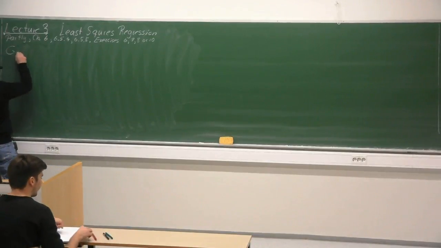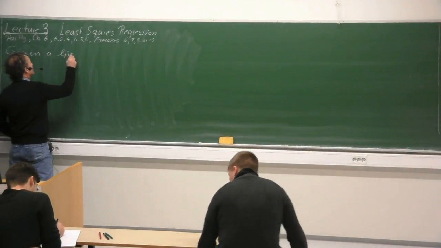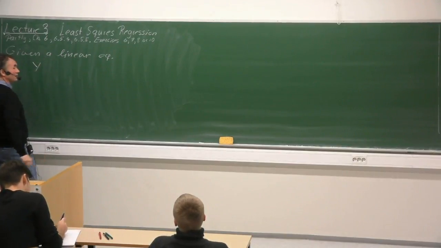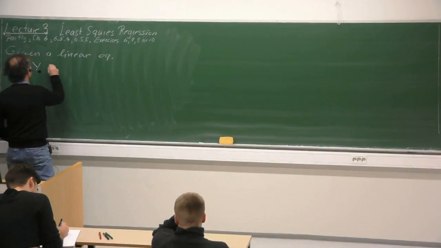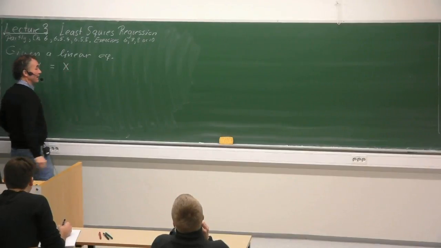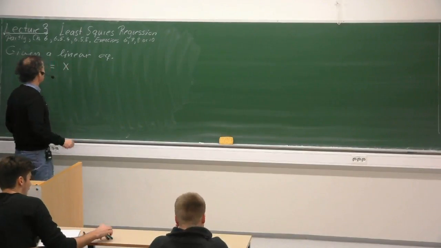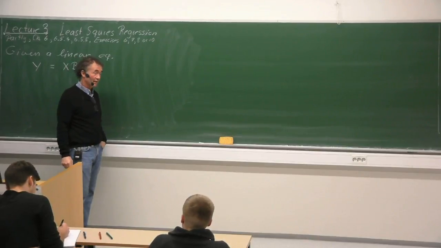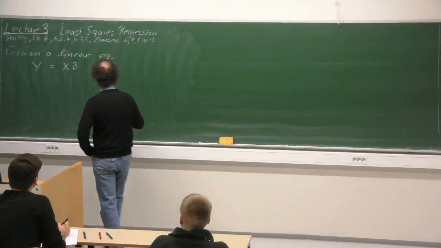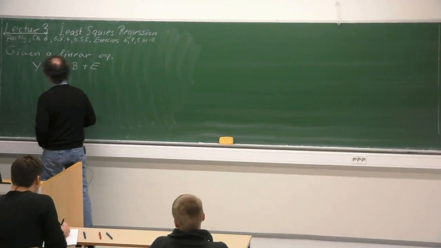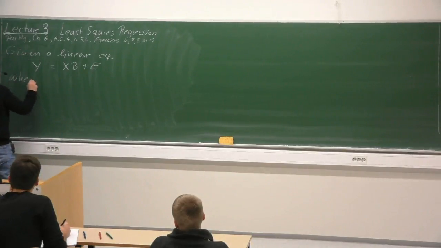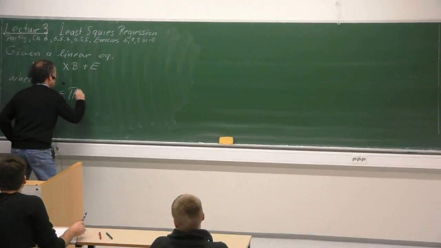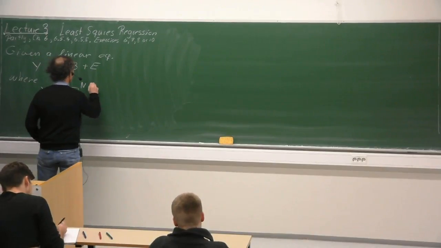So, assume given a data matrix Y of some output equal to a matrix X, also with known quantities or parameters, times a matrix B of unknown parameters, regression coefficients, and plus say an error matrix E, where Y is assumed to be a matrix with n rows and r columns.